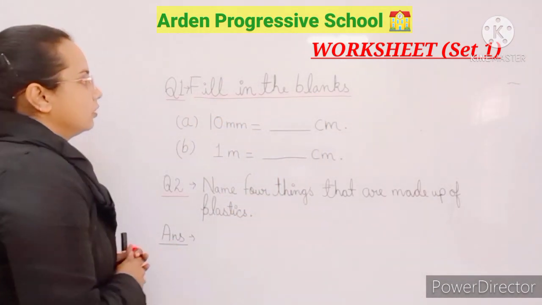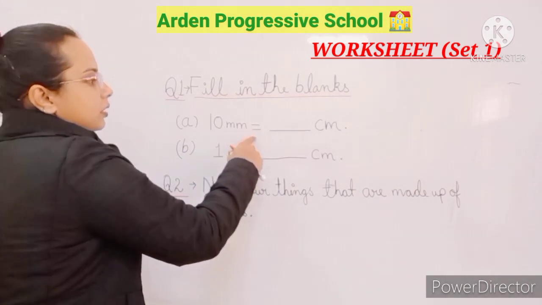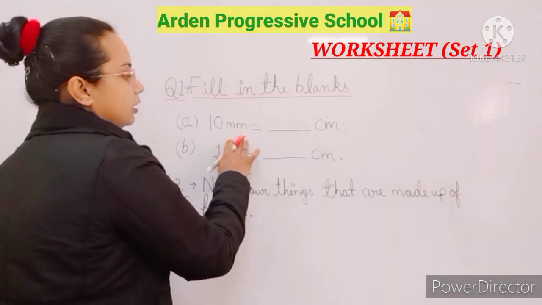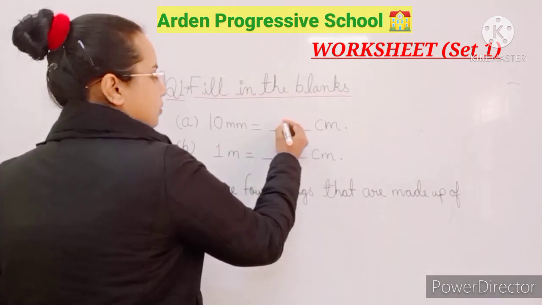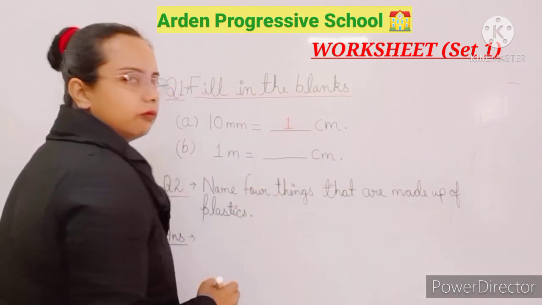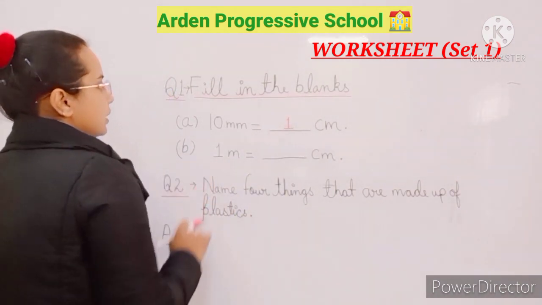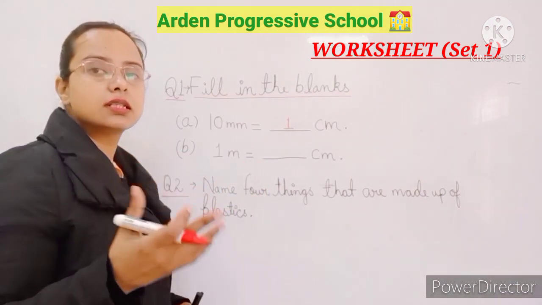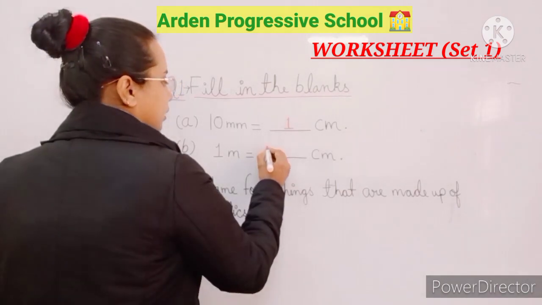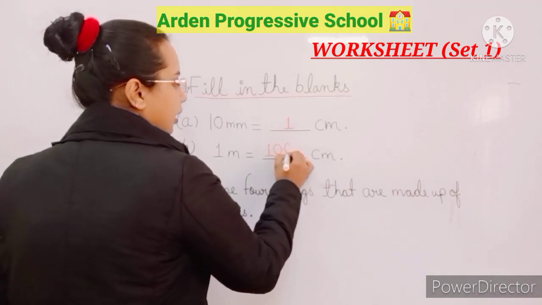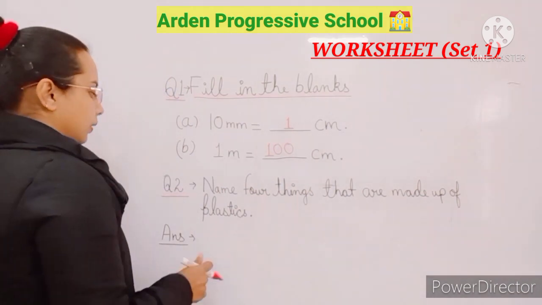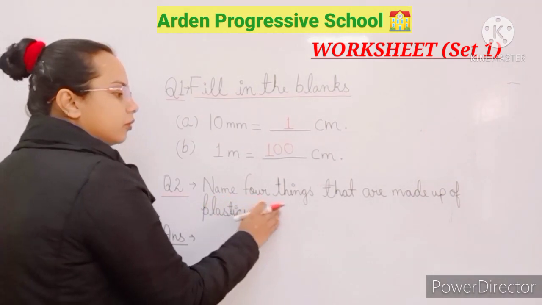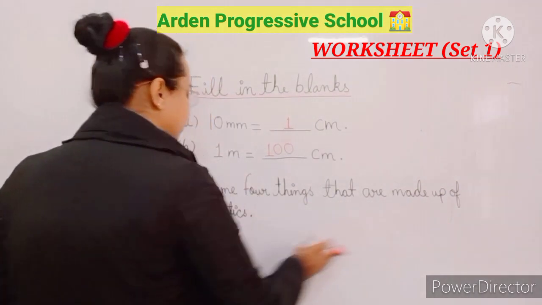Your first question of the fill in the blanks is, 10 millimeter is equal to how many centimeter? In 10 millimeter there is how many centimeter? So the answer will be 1. Now the second question is, 1 meter is equal to how many centimeter? In 1 meter there is how many centimeter? So the answer of it is 100 centimeter.